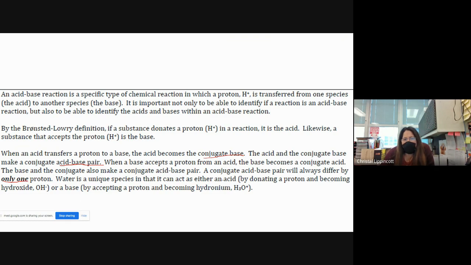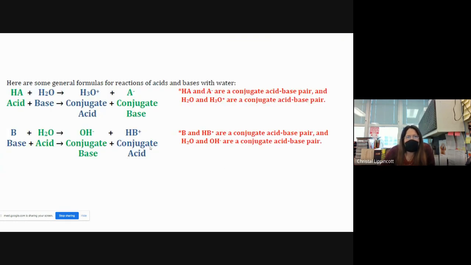Water is a unique species because it can act as an acid or a base, and we call that amphoteric. Good. Okay. So here are some examples of that. Again, we talked about that yesterday, but this is just a generalized form.